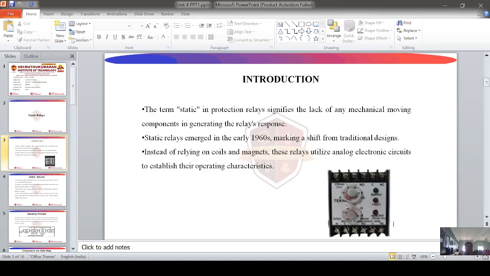Introduction. Static relays do not have any moving mechanical parts. They use electronic circuits for operation instead of coils and magnets. These relays were introduced in the 1960s. They provide better performance compared to traditional relays.